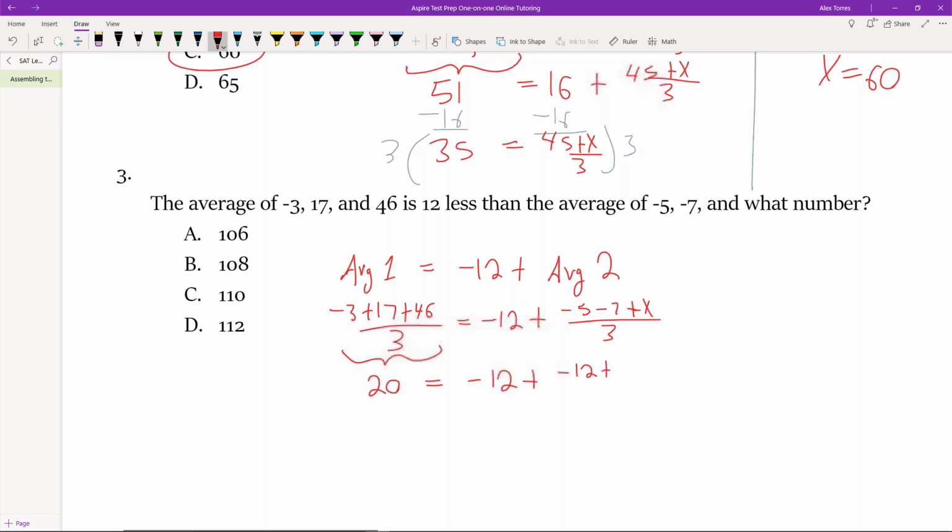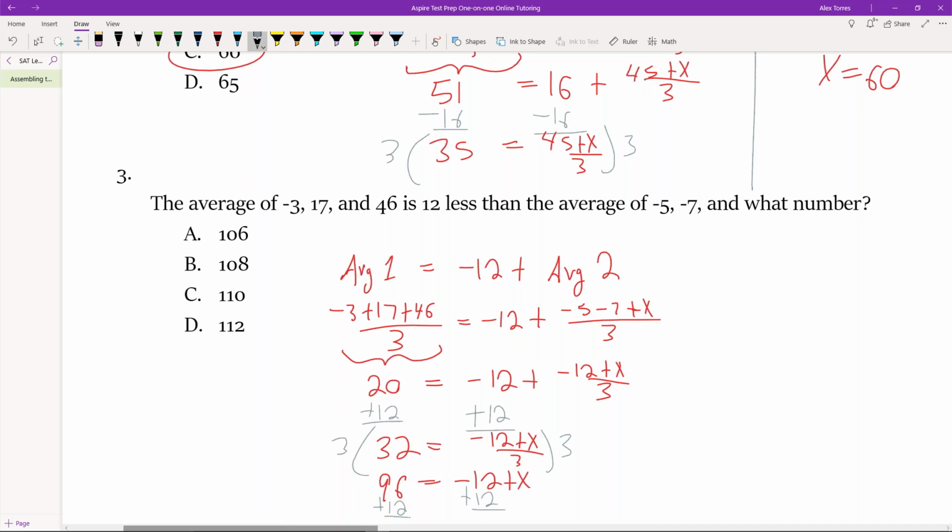Combine like terms here, negative 12 plus x all over 3. Now we can get rid of this 12. That's 32 equals negative 12 plus x all over 3. The next logical step is to multiply both sides by 3. So we have 96 equals negative 12 plus x. We can add 12 to both sides. And so we have x is 108, and the answer is B.